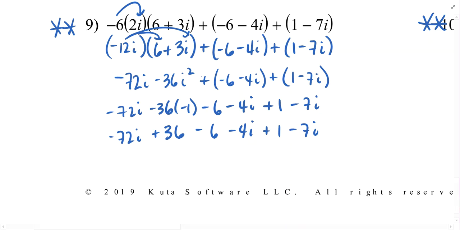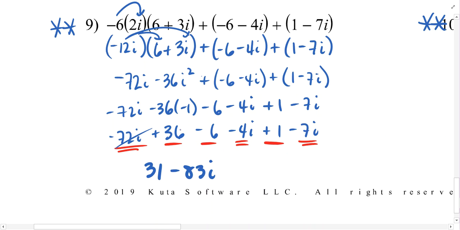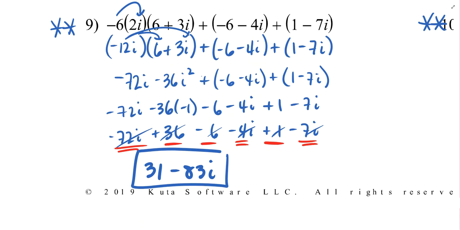And now I can combine my like terms. I have 36 minus 6 plus 1, which appears to be 31, and negative 72i minus 4i minus 7i, which adds to negative 83i. So all of our like terms have combined. There's no i squared component left over, so I would leave this as our final answer.